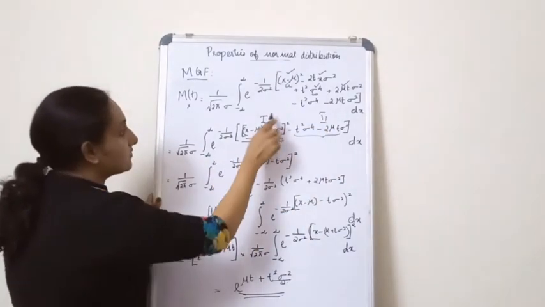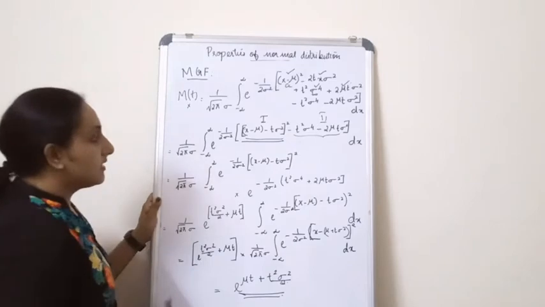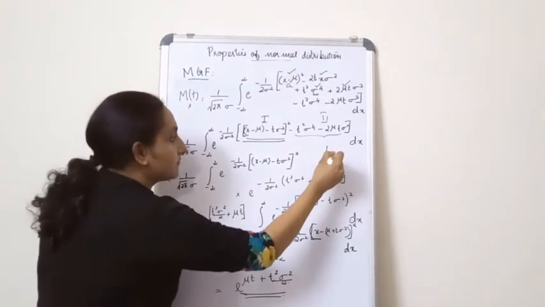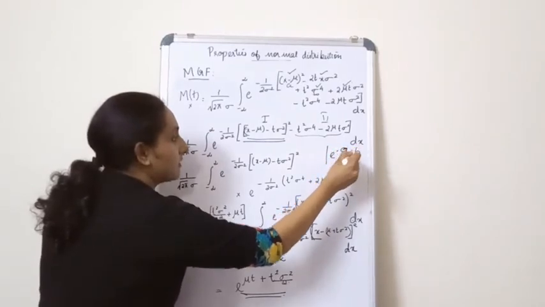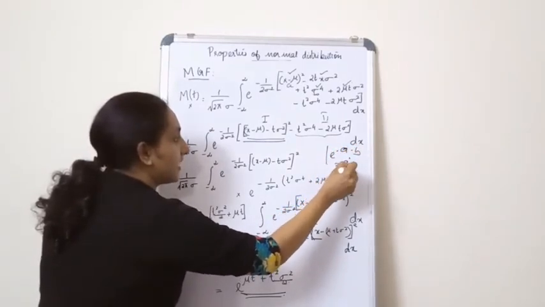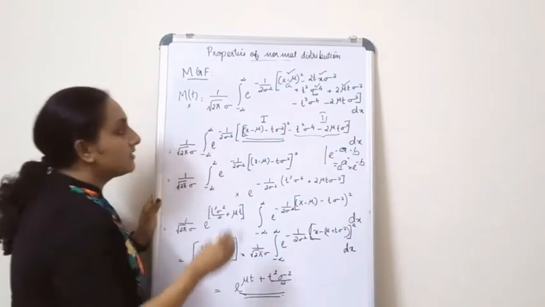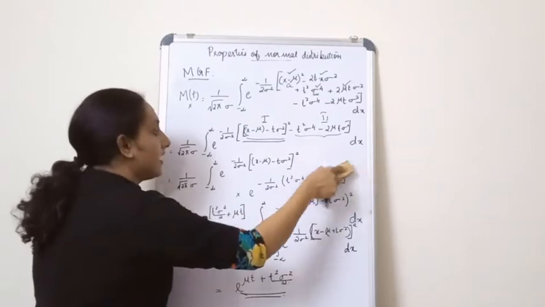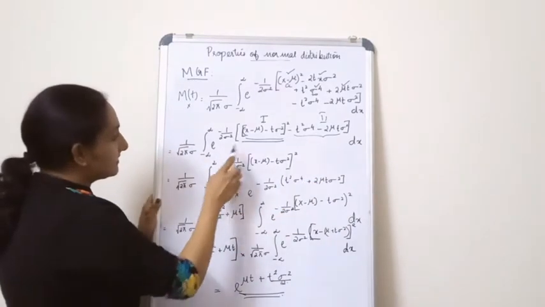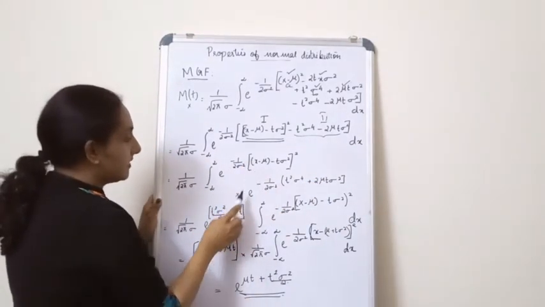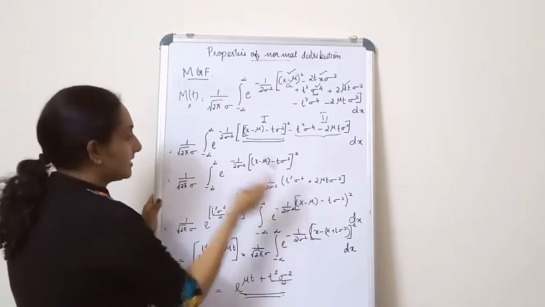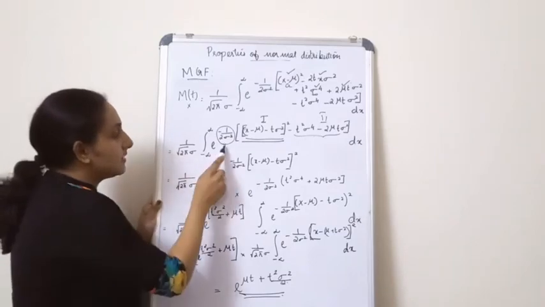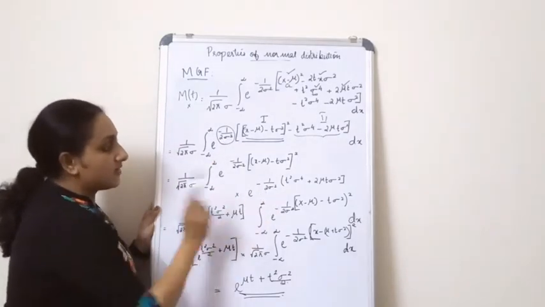So e raised to a minus b. If you have e raised to a minus b, what is the property? You can write that as e raised to a multiplied by e raised to minus b, right? So similarly, I am going to apply this property over here. That's why I got something like this, that is e raised to the first term multiplied by e raised to the second term. Now here this one is a common term, so I'm going to take this inside. That's how I got this.